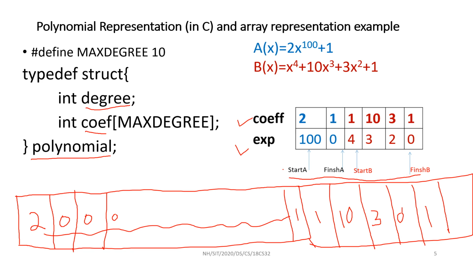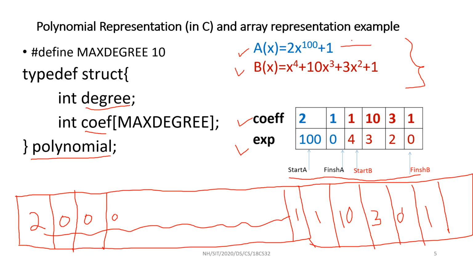If there are 6 terms, then we should have 12 pointers. If there is only one polynomial, then 2 pointers are required. In this case, take the same example. 2 polynomials are given. For each, 2 pointers, 2 into 2, so 4 pointers are required.